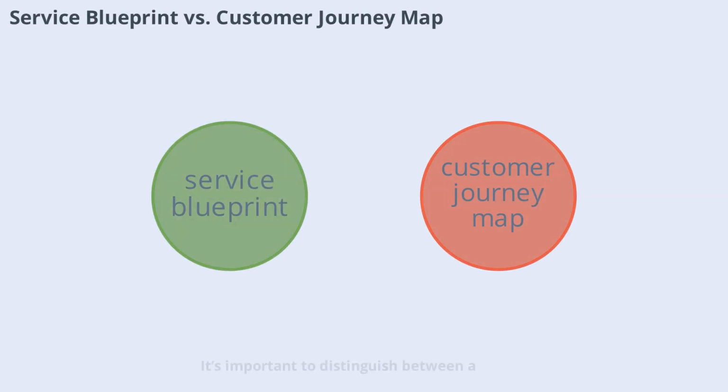It's important to distinguish between a service blueprint and a customer journey map. While both tools focus on the customer experience, a journey map highlights the customer's emotions and perceptions, while a blueprint details the processes and systems behind the scenes. Using both together provides a complete picture of service delivery.